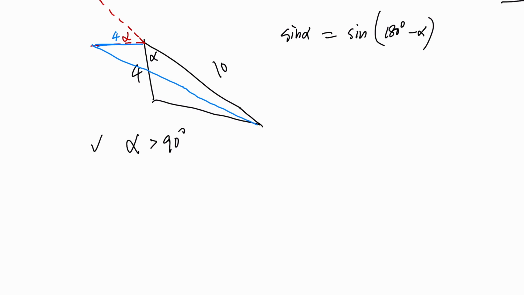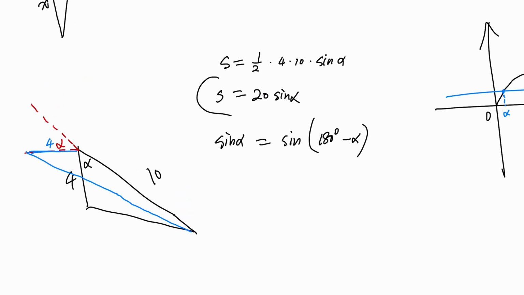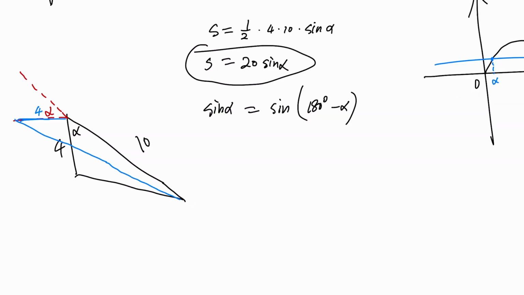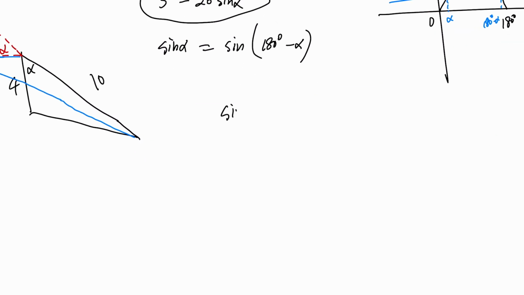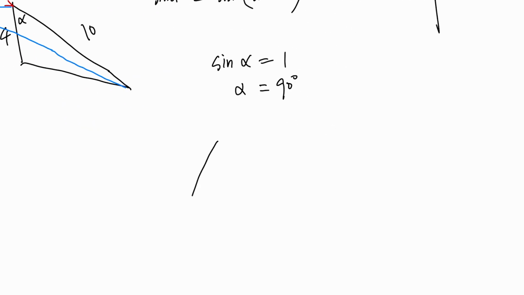And also, if the angle is less than 90 degrees, it cannot stretch too far, as it doesn't have any more triangles to work with. So we have 20 sine alpha. When is alpha the largest? Well, that's when sine alpha is equal to 1, or alpha is equal to 90 degrees. And in that case, we would have 4, 10.